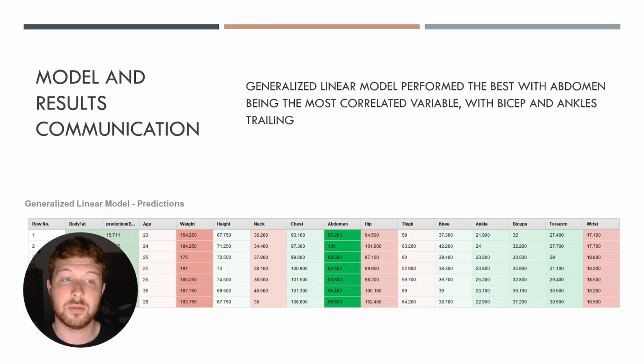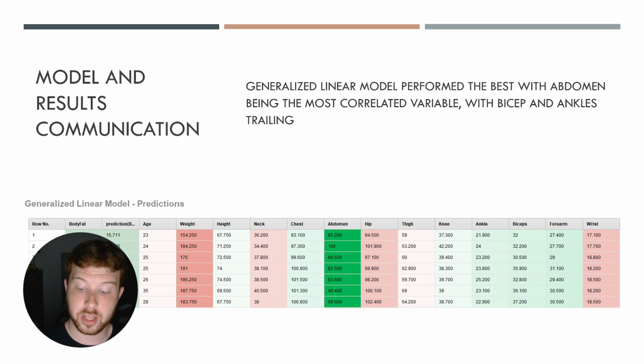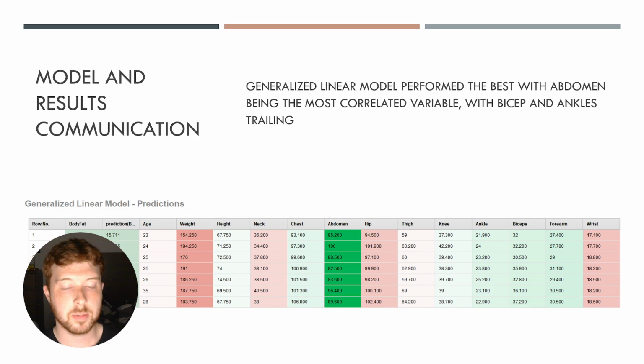Next, we have the model and results communication. So as we can see down here, looking at our GLM predictions again, there are different columns with different color-coded situations that demonstrate which variables or attributes ended up contributing the most towards the predictions, in the sense of providing accurate and precise information. Now, red demonstrates a negative correlation, with green tinted columns representing a positive correlation. So looking at this, we can see 2 immediate standouts: the abdomen and weight categories.